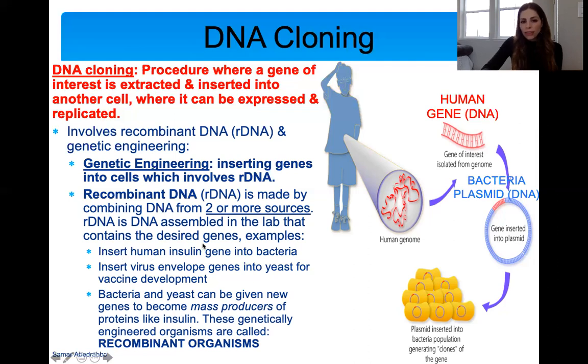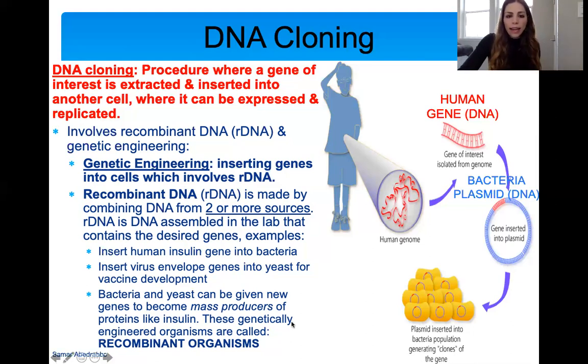So, for example, you can insert the human insulin gene into bacteria to get bacteria to make insulin for you, and then mass manufacture it to give to people who need it. You can insert virus envelope genes into yeast organisms and have the yeast make it for you. The reason we would put it in yeast is that it's a eukaryotic organism, and then possibly produce vaccines. This could be potentially what they're doing with the coronavirus vaccine development, looking at what genes trigger an immune response in humans.